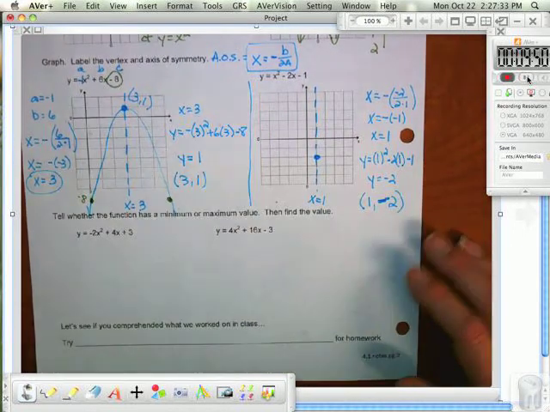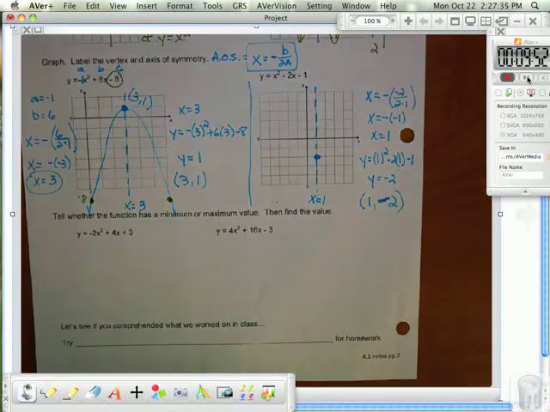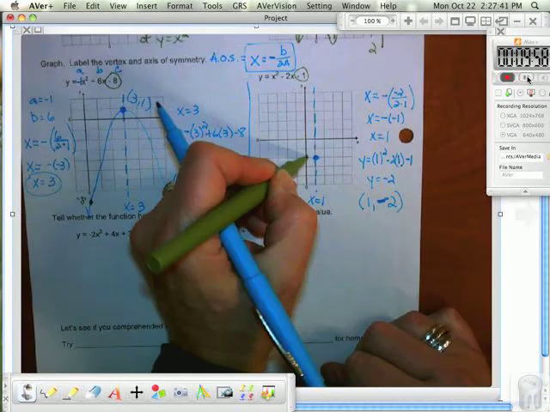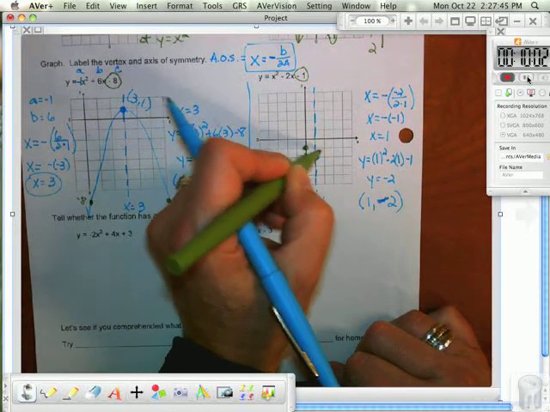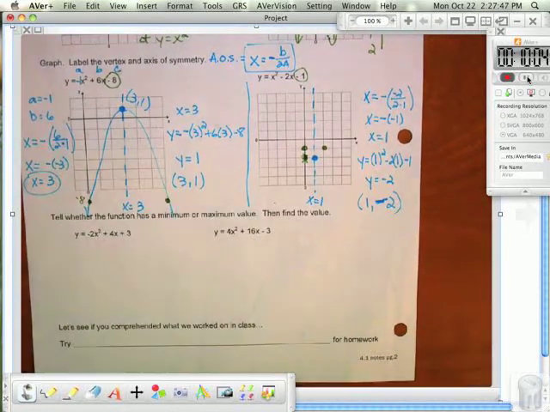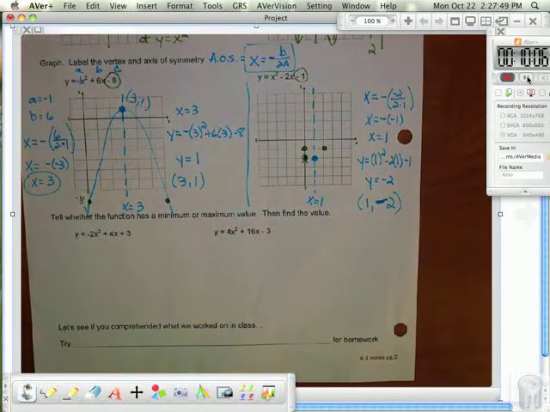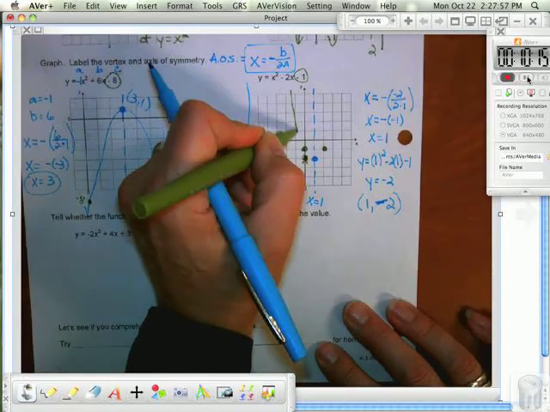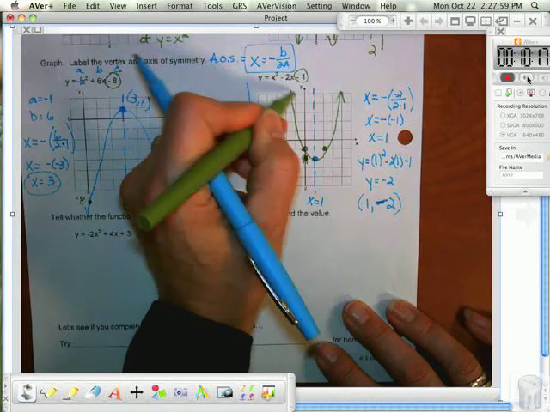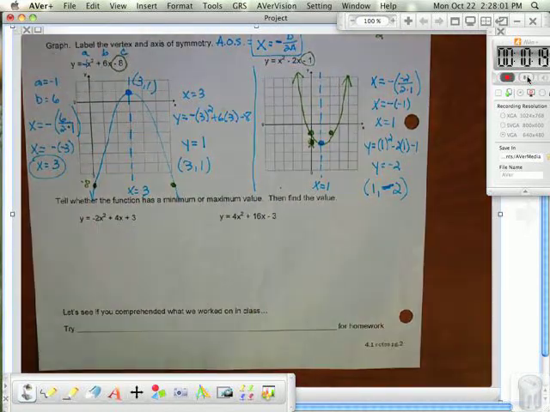Is this one going to open up or down? Up. And where is its y-intercept at? The y-intercept is at negative 1. Here. And here. As long as you have 3 points, you can make a parabola. You should have 5. But can you go with 3? Yeah, you could sketch it with 3. Okay? Almost done. Ready?